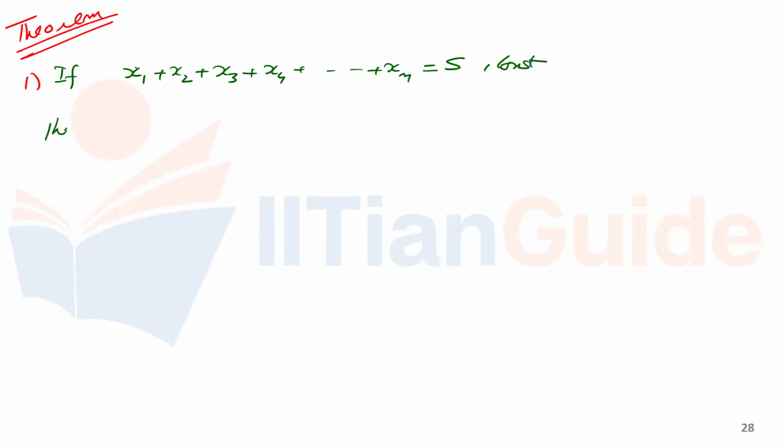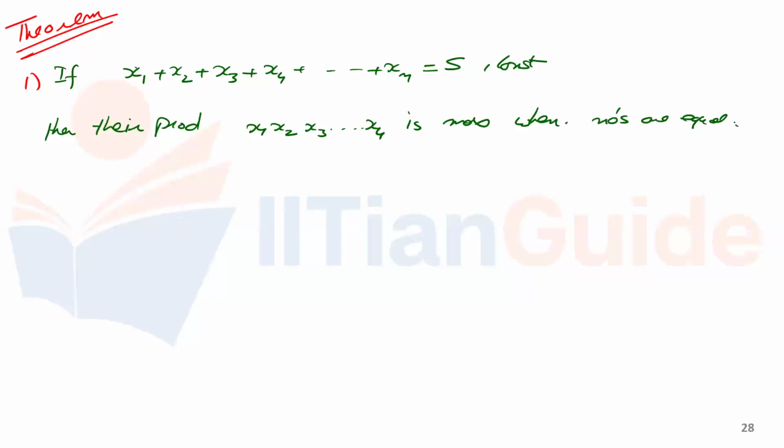Then their product, that is x1 into x2 into x3 into x4 and so on, is maximum when the numbers are equal. Okay, this is the theorem. That means x1 is equal to x2, that is equal to x3, and so on. All of them have to be equal. Am I right?